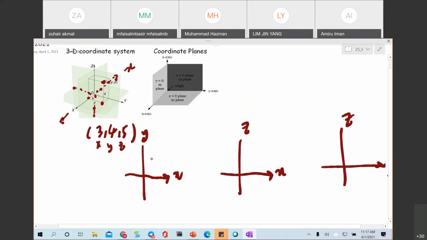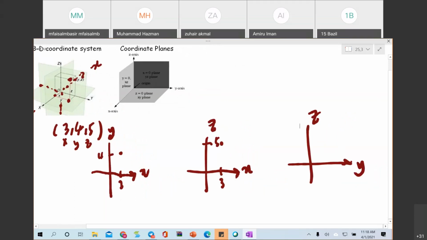Doctor, your voice is not loud enough. I don't hear your voice, it's very slow. Okay, listen. Can you see the slide? Yes. Is the voice clear? Yes.